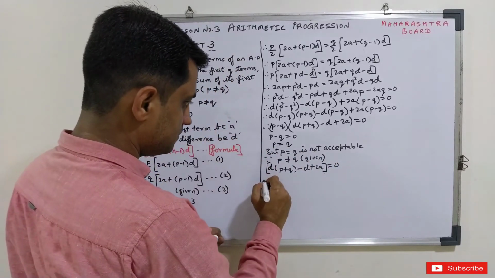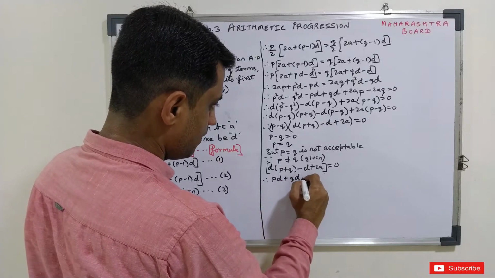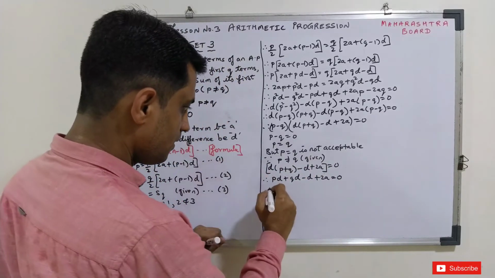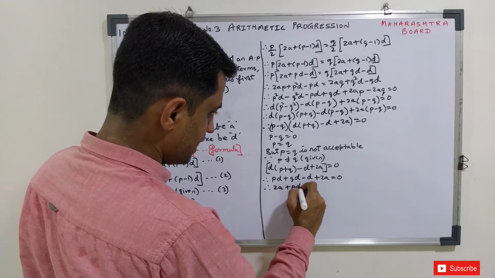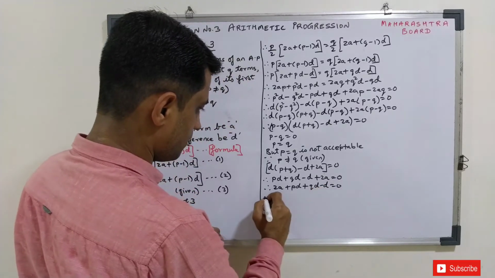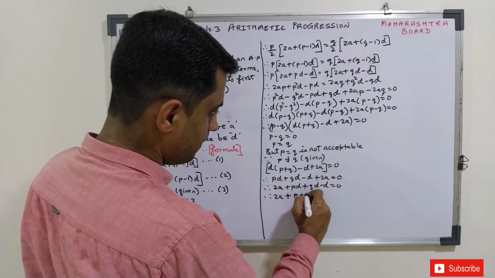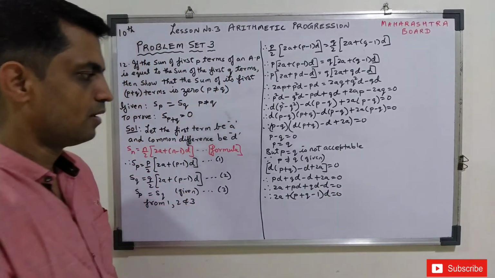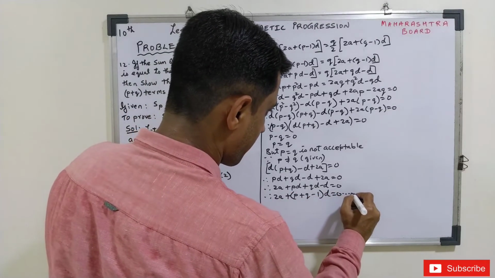Open the bracket. So what will you get? PD minus QD minus D plus 2A is equal to 0. Now 2A we are writing first, plus PD plus QD minus D is equal to 0. So 2A here, and from here what will be the common? P plus Q minus 1, and we are writing D here common. So we have taken our D common here. This will give the statement number 4.